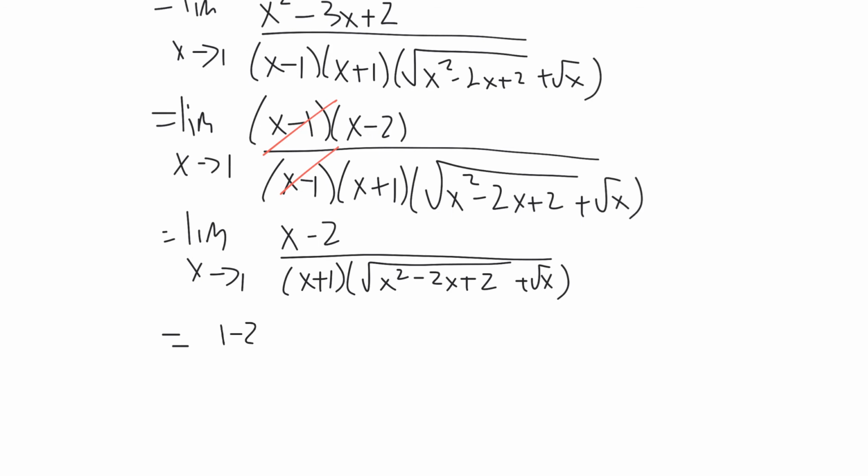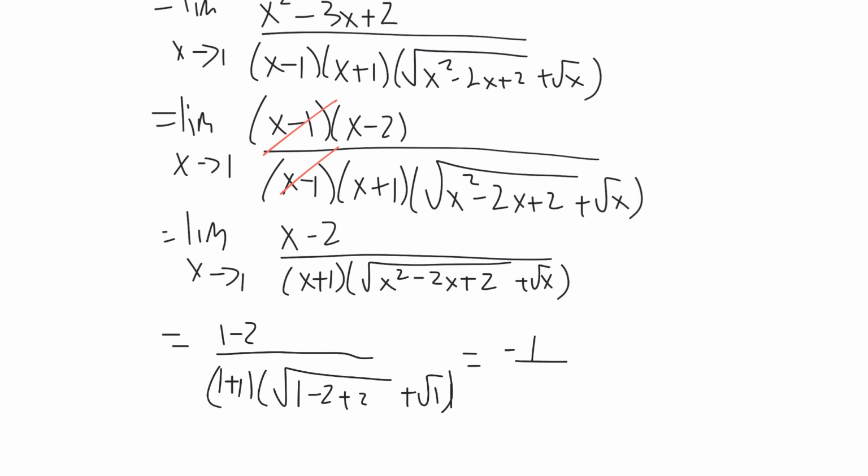1 minus 2. That's not 0, so looking promising. 1 plus 1. And then square root, well, that'll be 1 minus 2 plus 2 plus root 1, which will be negative 1 over 2. And then root 1 plus root 1, so 1 plus 1. That's negative 1 over 1 plus 1 is 2, and 2 times 2 is 4. Hey, there we go. We got a number in the end. So the limit would be negative 1/4.